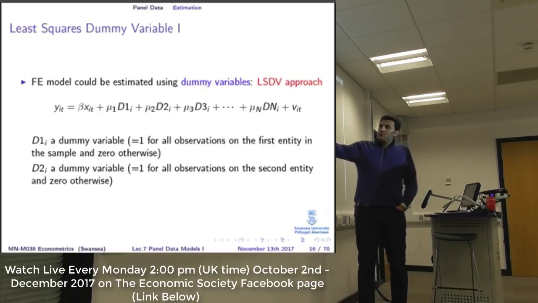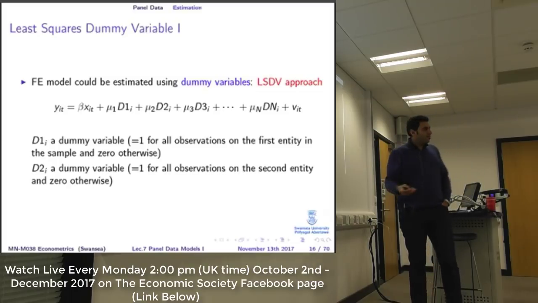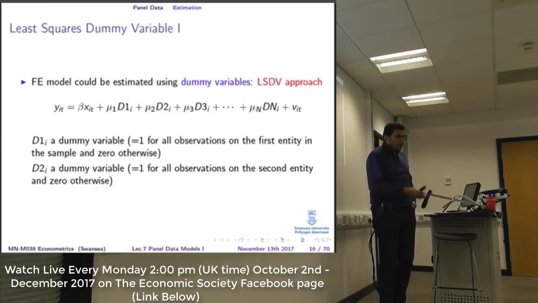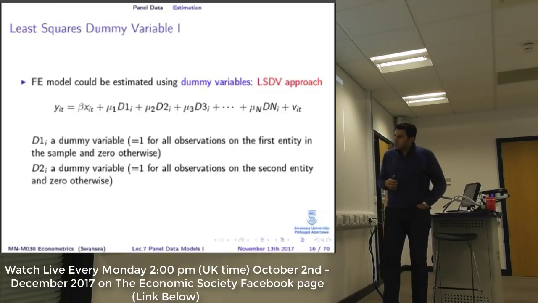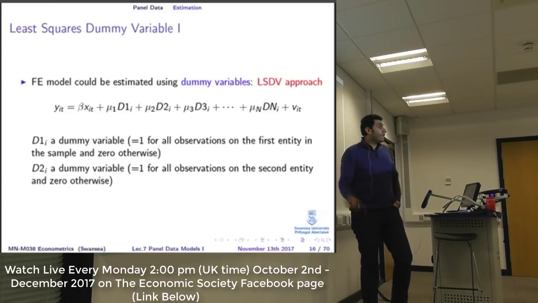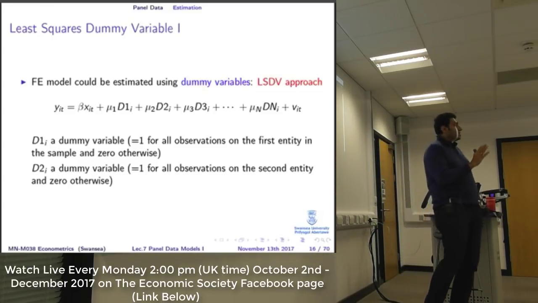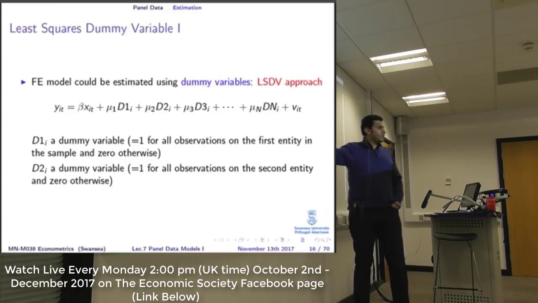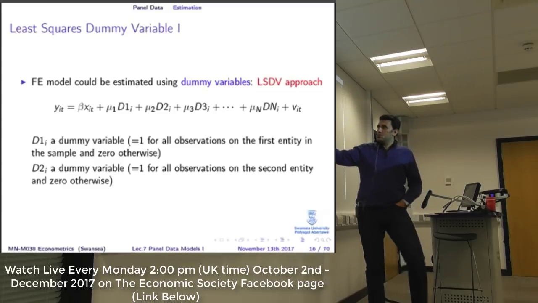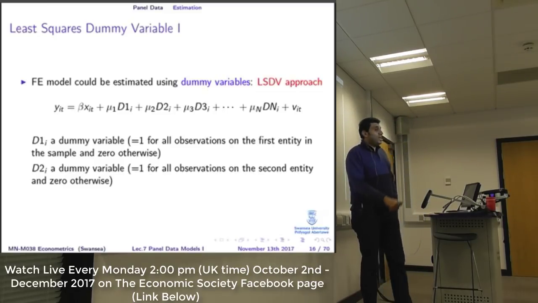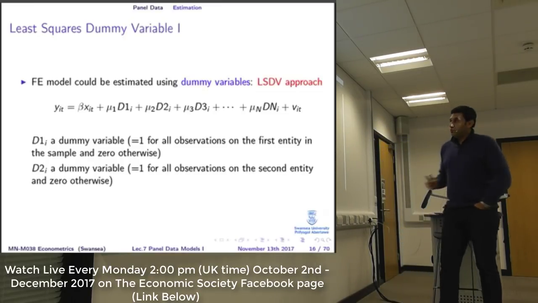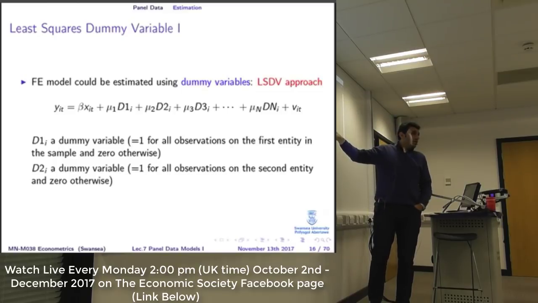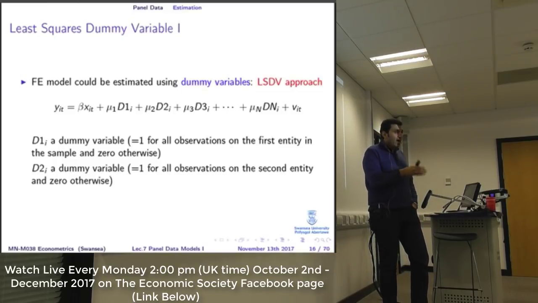If we look at the first dummy, D1, it's very straightforward to define. It takes the value of 1 for all observations on the first entity, which could be a country, a firm, an individual, whoever. It depends on the subjects you are dealing with, and 0 otherwise. So it's just a dummy variable taking two values, 0 or 1. The same with D2: it takes the value of 1 for the second entity and 0 otherwise, up to Dn, where n is the number of cross-section units, the number of subjects we have in the data set.